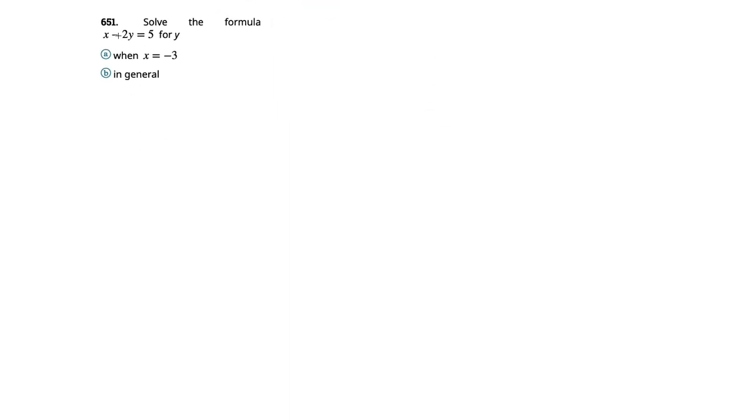Okay, so we go on to 651 here. Solve the formula x minus 2y equals 5 for, the a part is x equals 3. So we're going to do substitute.